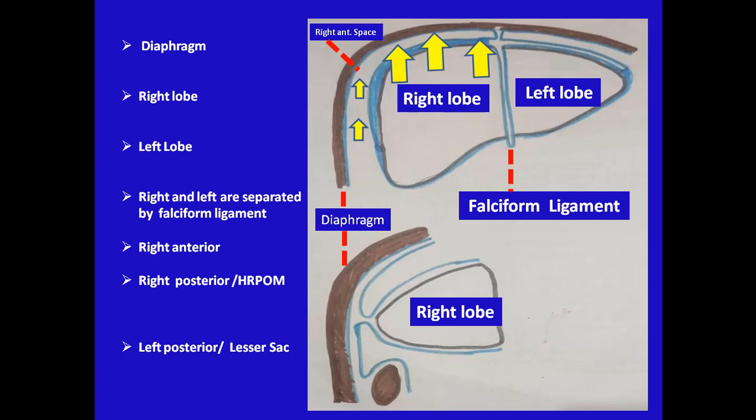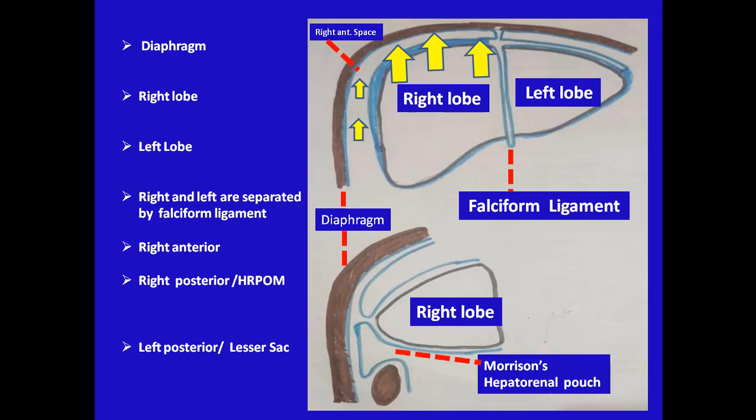The palmar aspect of the hand rests on the anterior superior surface of the liver, which forms the posterior boundary, while the dorsum of the hand lies in contact with the anterior abdominal wall, which represents the anterior boundary of the right anterior intraperitoneal space. The right posterior intraperitoneal space is also called Morrison's pouch or the hepatorenal pouch of Morrison.